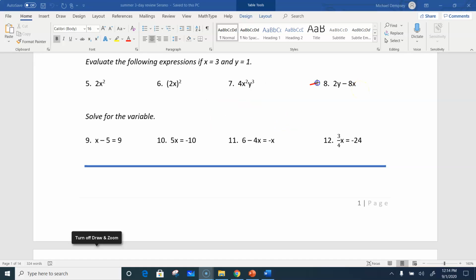Okay, so once again, this last one here, I want you to try that on your own and enter your answer in the Edpuzzle question when it comes up.